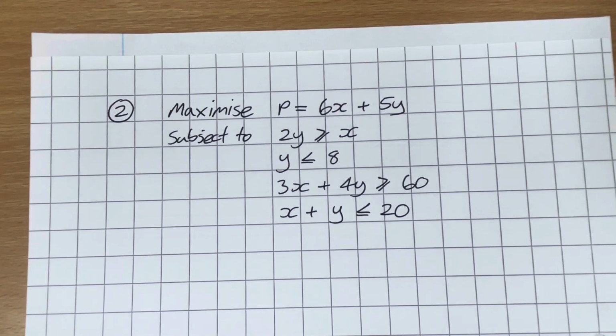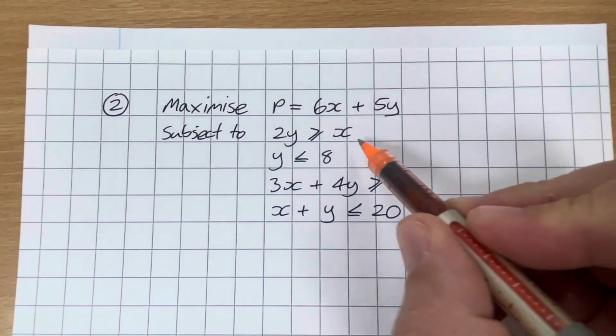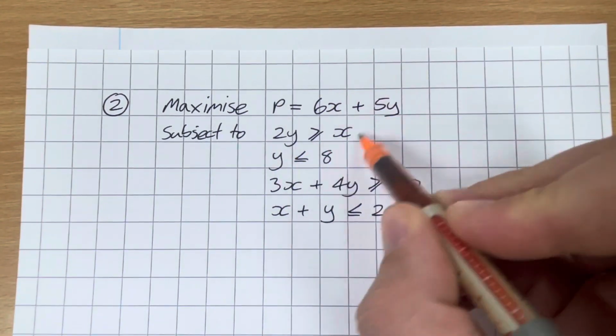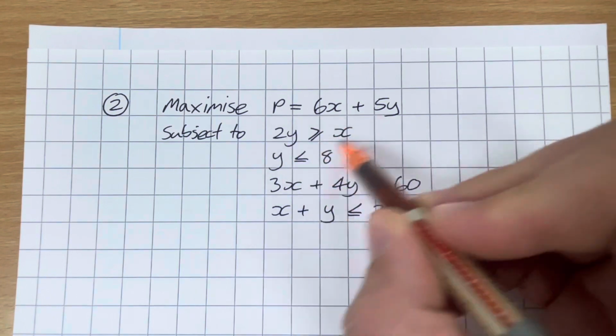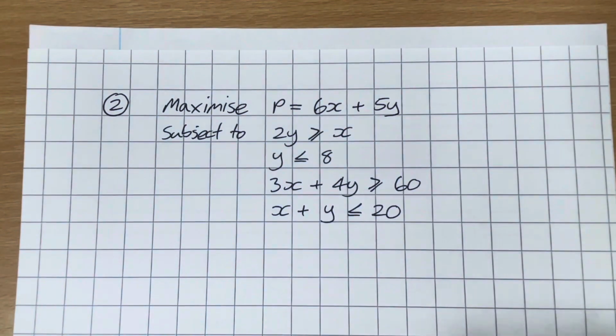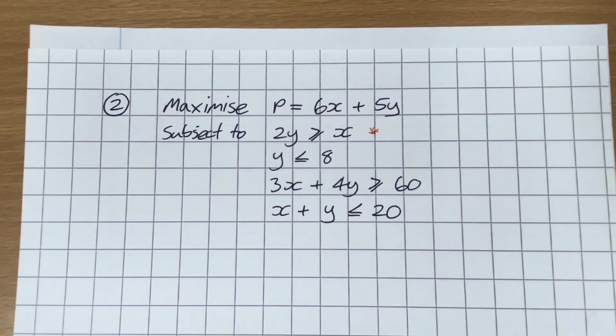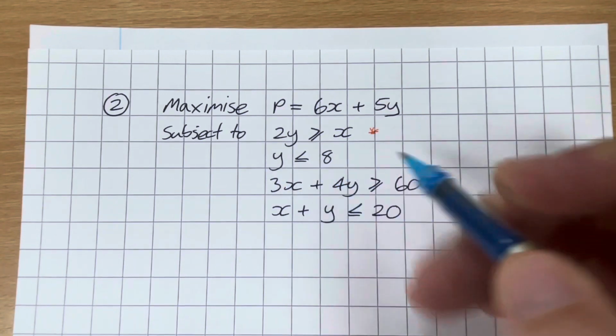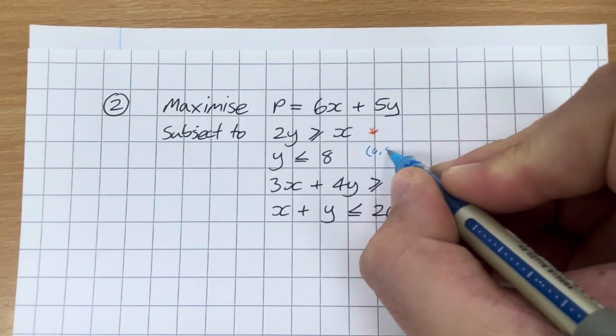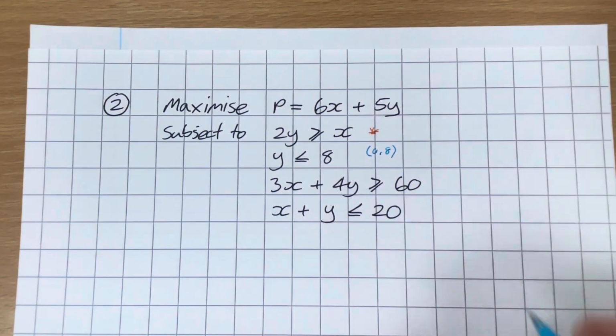I'm going to find where these cross the axes. 2y equals x, well that's just the gradient, y equals a half x, so that's just going to go through the origin, so I don't need to worry about that one yet. I'm just going to mark that as orange and then come back to it later. This one here is going to cross the y-axis at 8. It doesn't cross the x-axis at all because it's a horizontal line.